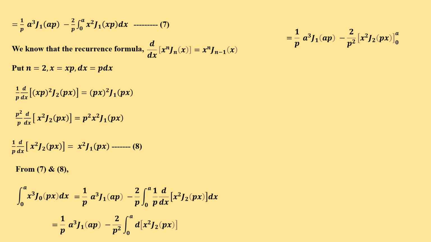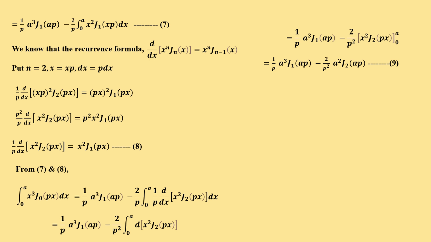So which is equal to 1 by p a cube J1 of ap minus, so derivative of x is x. So here instead of x you are having x square J2 of px. So you will get x square J2 of px, lower limit 0, upper limit a. So applying the upper limit, 1 by p a cube J1 of ap minus 2 by p square, a square J2 of ap. When applying the lower limit 0, the term becomes 0, right?